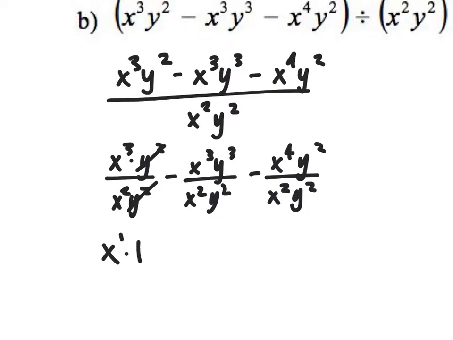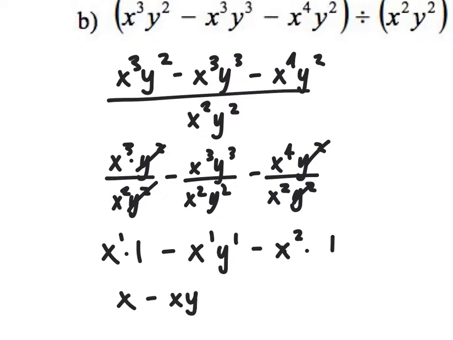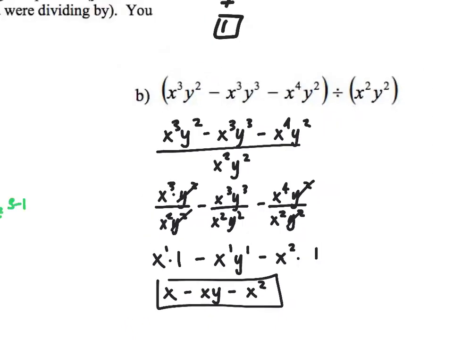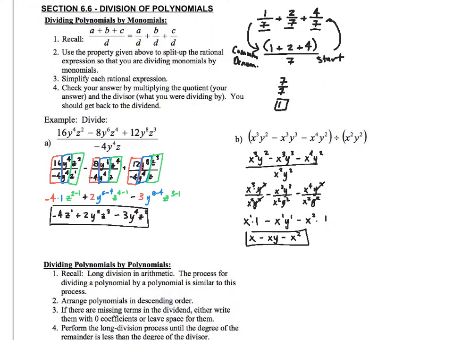All right. Minus, I've got x cubed over x squared, so it's just going to give me x to the 1st. And then y cubed over y squared is going to be y to the 1st. All right, minus x to the 4th over x squared is just going to give me x squared. Okay, and then y squared over y squared is going to divide out to 1. All right, so if I wanted to write my answer, I'd write this as x minus xy minus x squared. And that's that. We're just doing division. Okay, so that's the idea when we're taking a polynomial divided by a monomial.